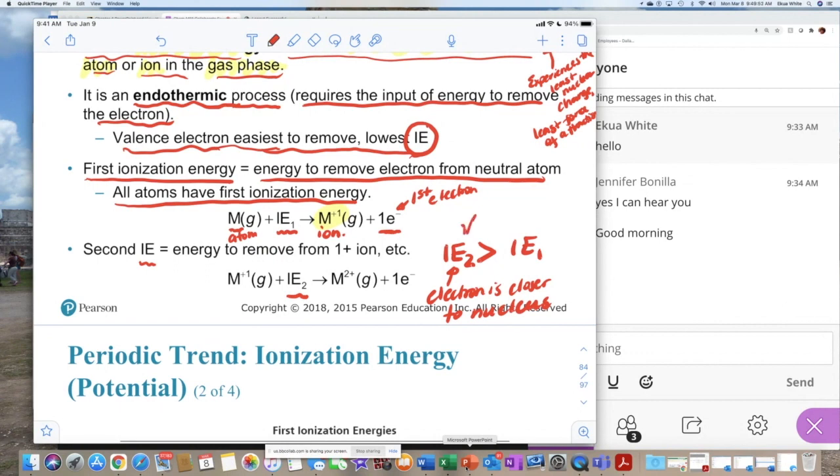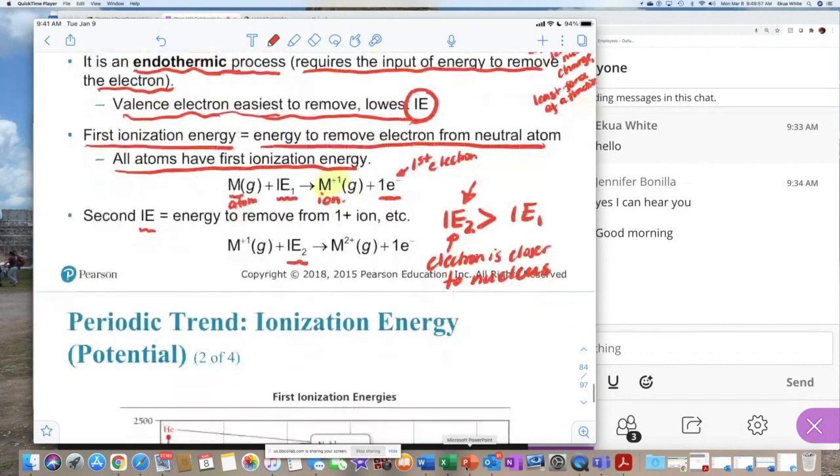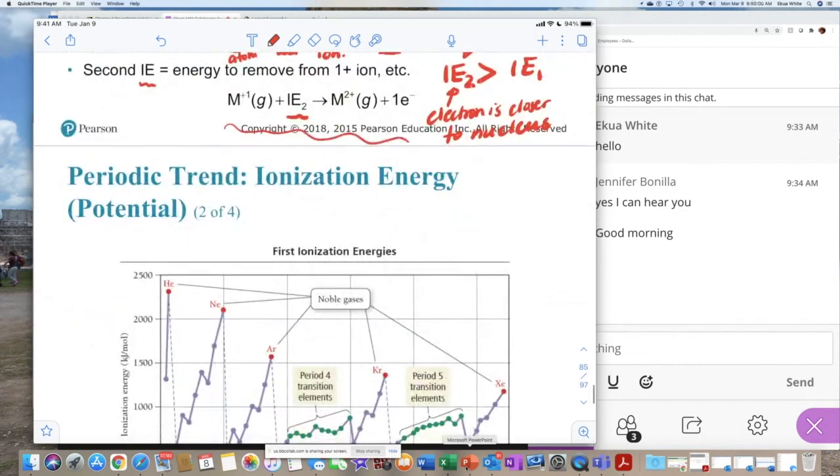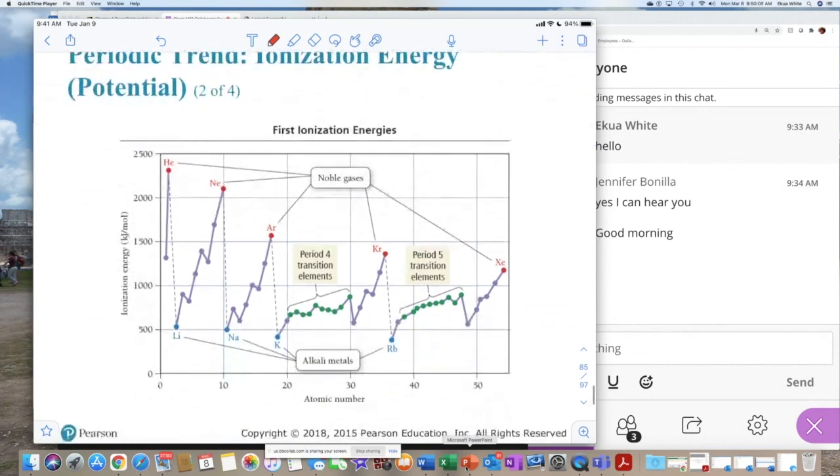When you try to remove the second electron, it's even harder. And the more electrons you try to remove, it gets harder and harder and harder. So even though this part was conceptually a little harder for me to grasp, I tied this to that life experience and it helped me navigate through this information.